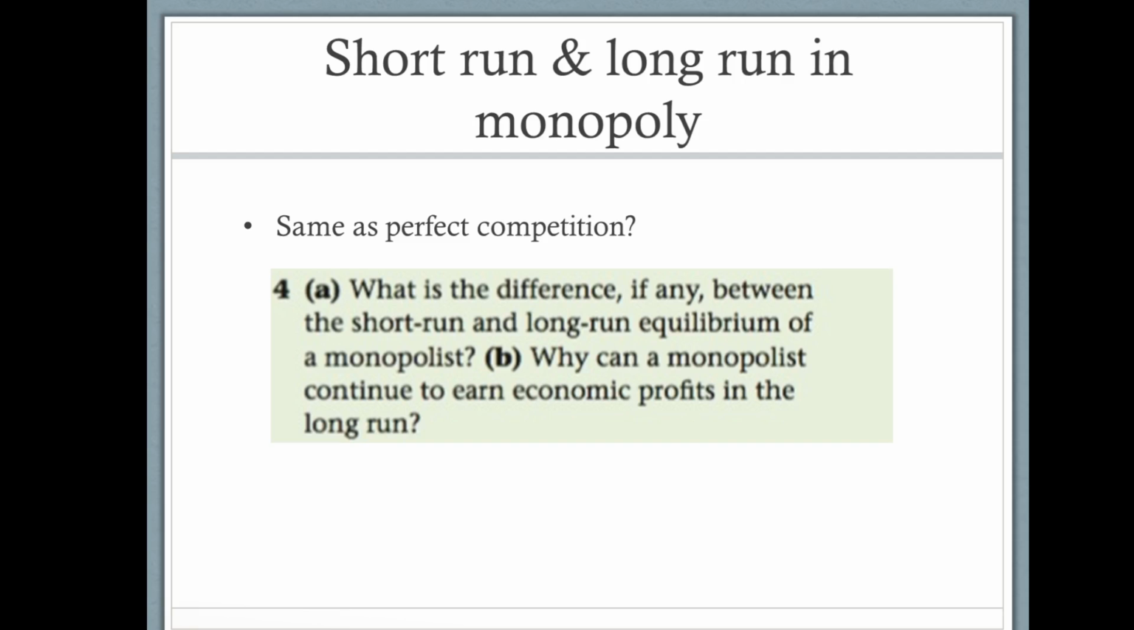When you are earning abnormal profits in the short run, then you can still earn abnormal profits in the long run, because there are no other firms able to get into the market, even when you get yourself into the long run. Because you have a huge barrier to entry. So that's the difference.